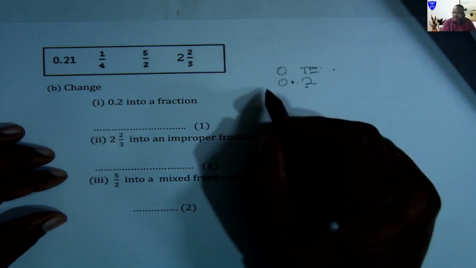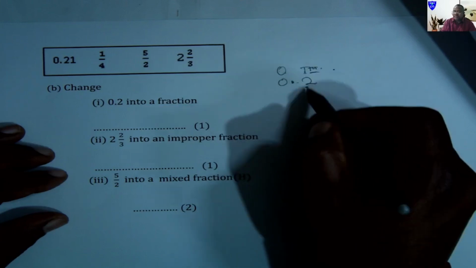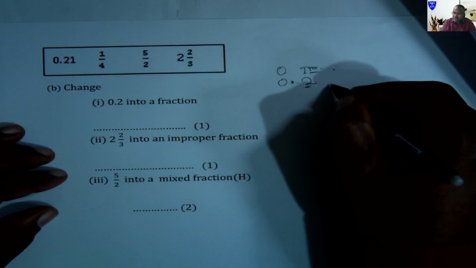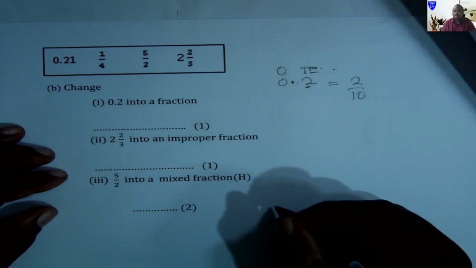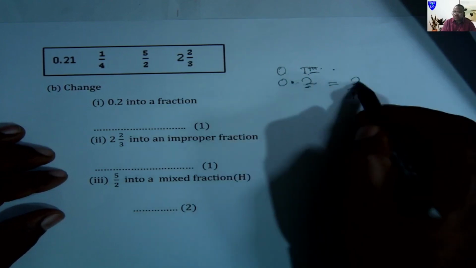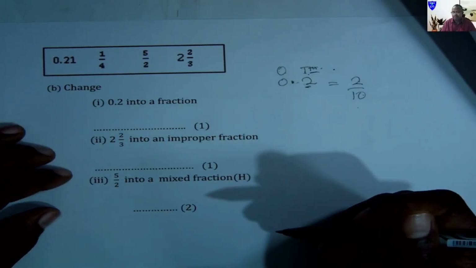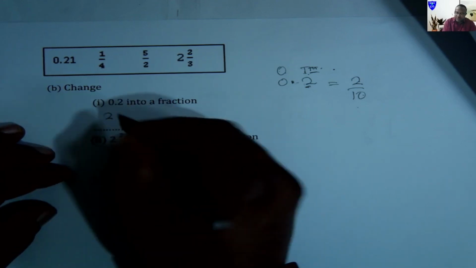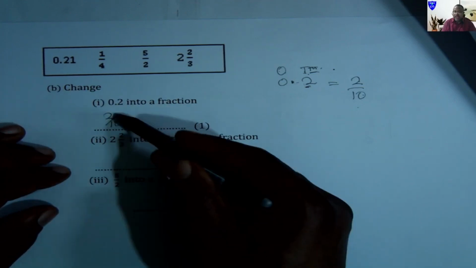So in this case we only have 0.2. 2 comes under the tenth column in the place value table. Therefore, this is equal to 2 out of 10. Tenth means 2 out of a 10. So 2/10. Okay. Now, you can leave this in that format, 2/10, or you can actually simplify it.